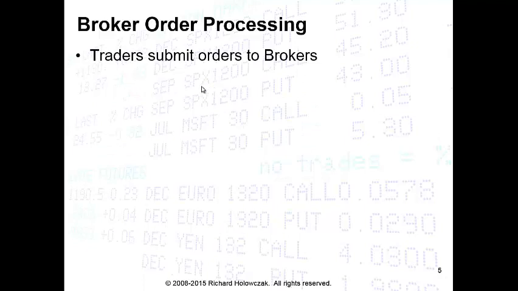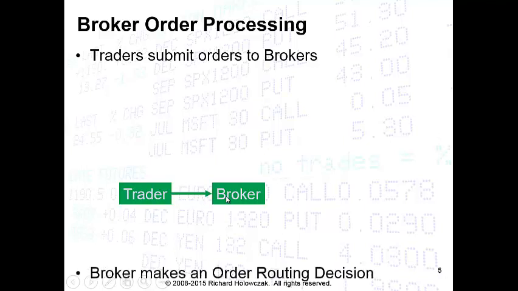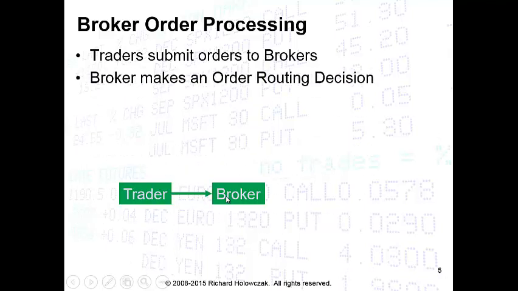So we know that traders are going to submit their orders to brokers. If you have a brokerage account with any online broker, you'll be submitting your orders to your broker. Your broker then makes what we call the order routing decision. They have some leeway to determine where they're going to send off your order.